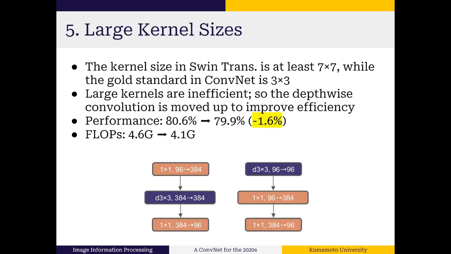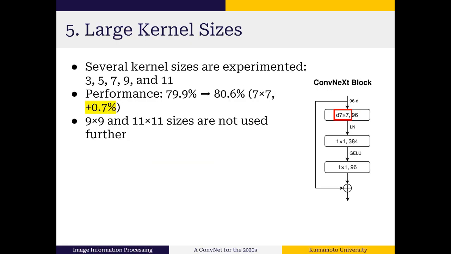The kernel size in Swin Transformer is at least 7 by 7, while the gold standard in ConvNet is 3 by 3, and we want to use larger kernel sizes. However, large kernels are inefficient, so the position of the depthwise convolution in the block is moved up to improve efficiency. By doing this, the performance is decreased, but we managed to reduce the flop significantly.